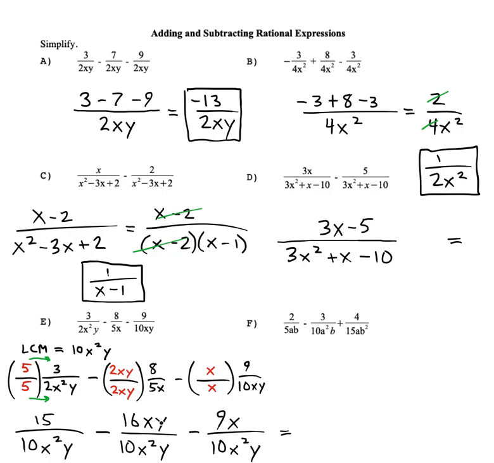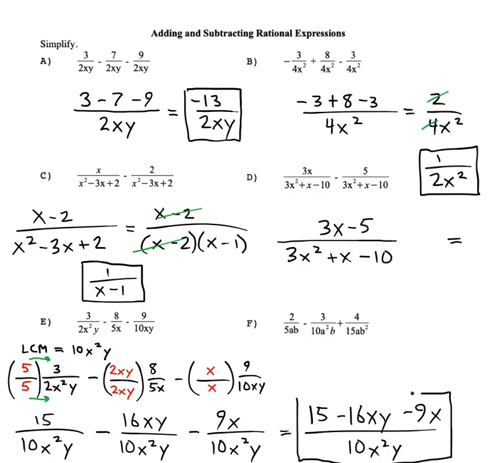So we can now combine the numerators because they have a common denominator now. It looks like they're not going to be like terms, so they're going to have to be kept separate. So we can just do 15 minus 16xy minus 9x. And we'll just put that all over 10x squared y. And that's as far as we can go with the simplification of it.